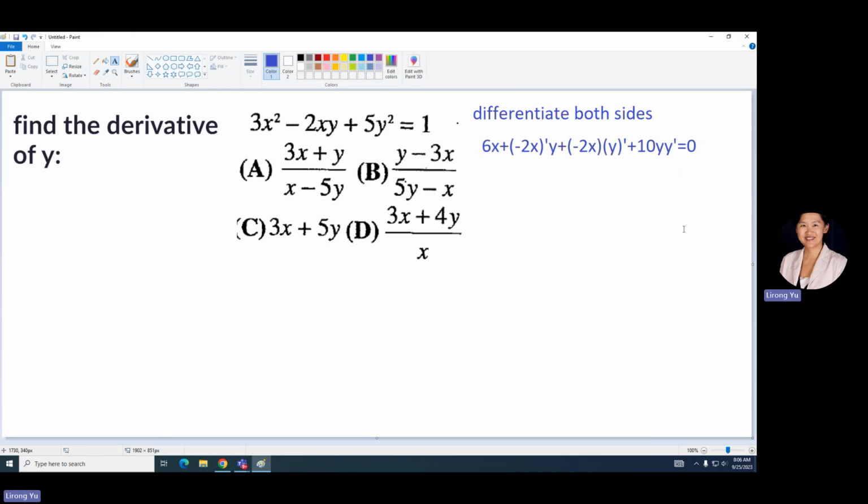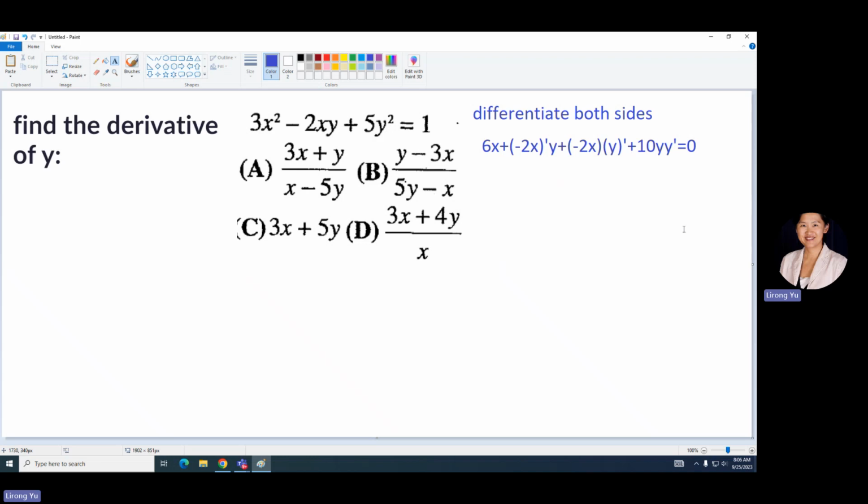When we differentiate both sides of the equation, I think we're okay with differentiating 3x squared using power rule. The power 2 multiplied with 3 and the power 2 minus 1, we will have 6x. That's the derivative of 3x squared.